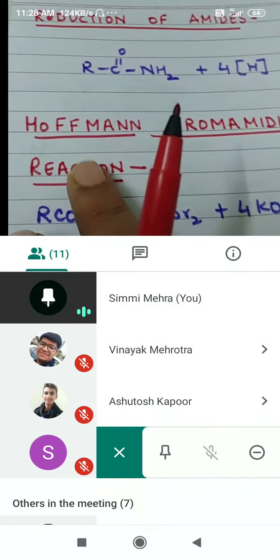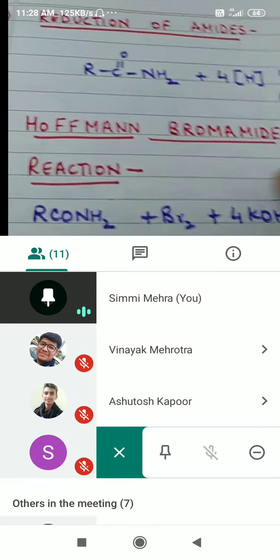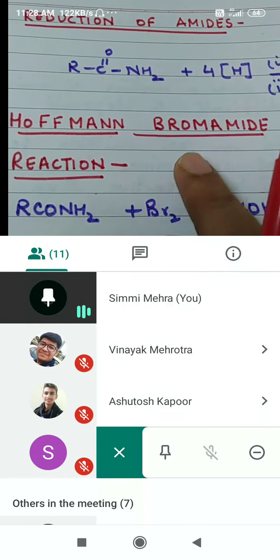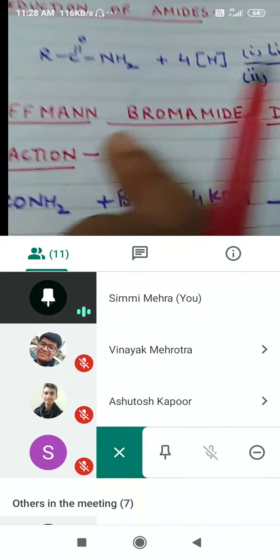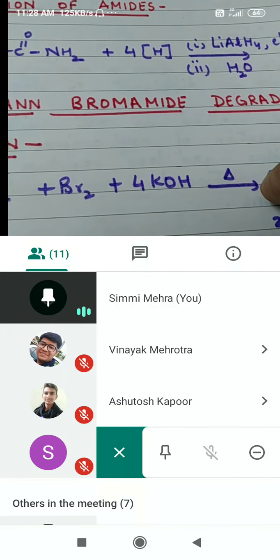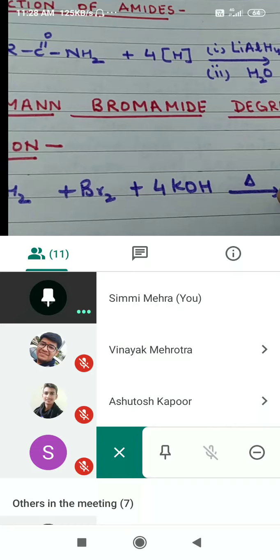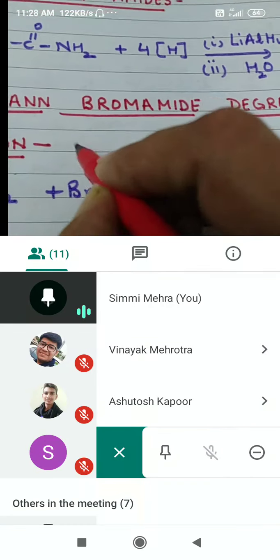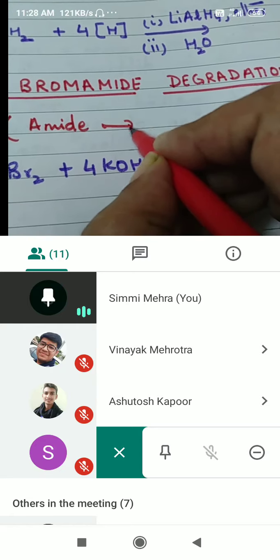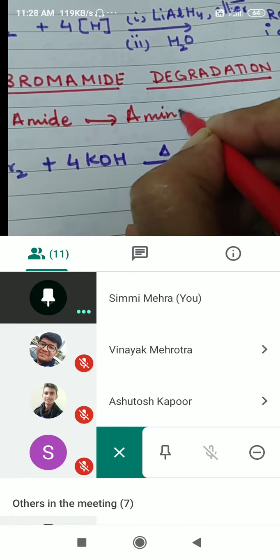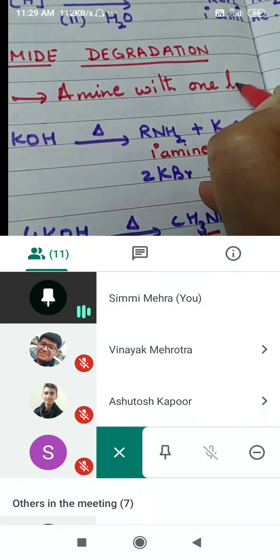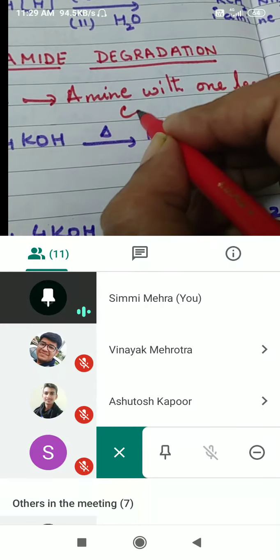A very important reaction is the Hofmann bromamide degradation reaction. Now, what is meant by bromamide, and Hofmann, of course, is the name of the scientist. Degradation means the product is going to have one carbon atom less. You can write it as amide to amine with one less carbon atom.